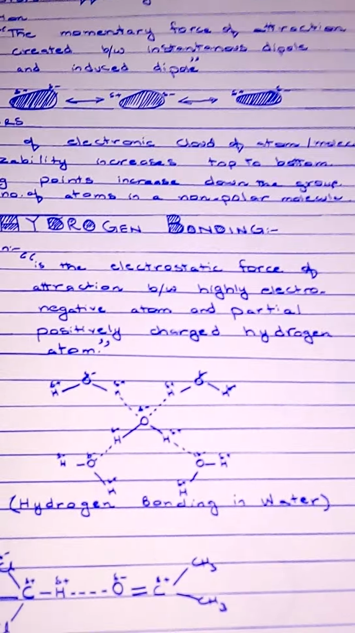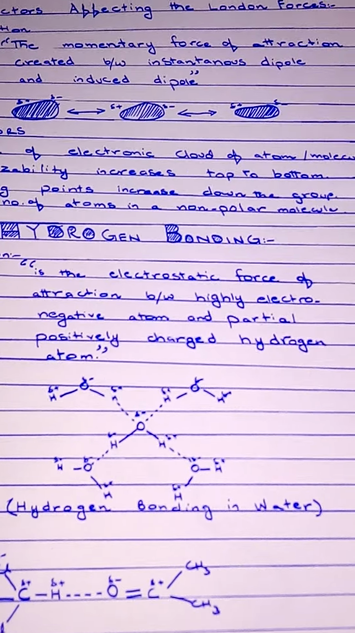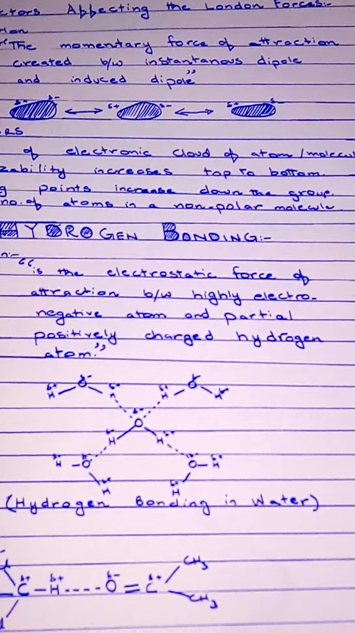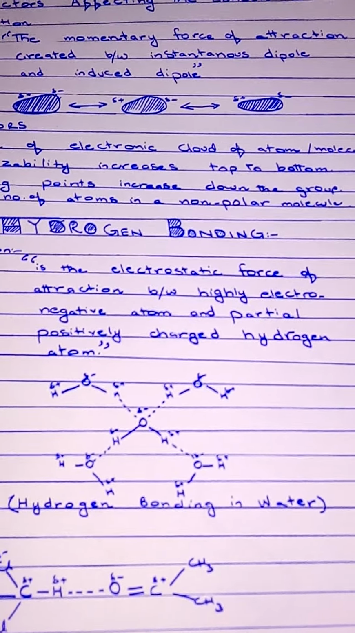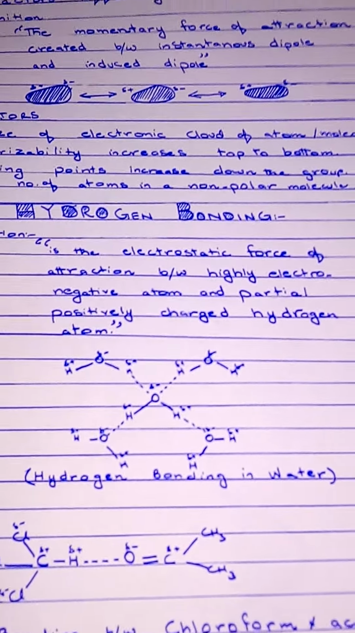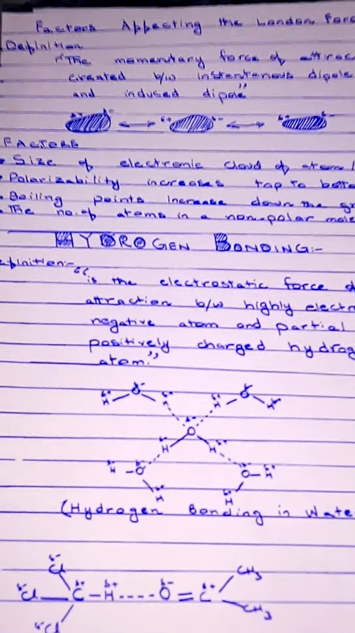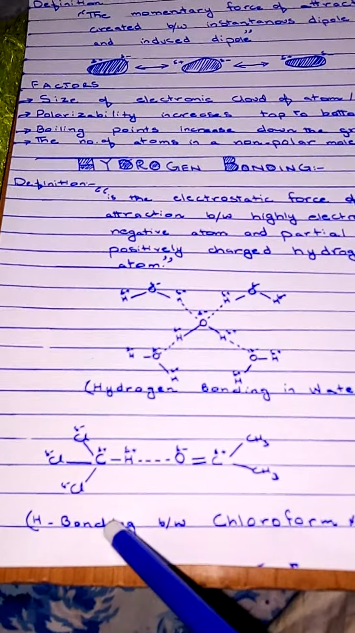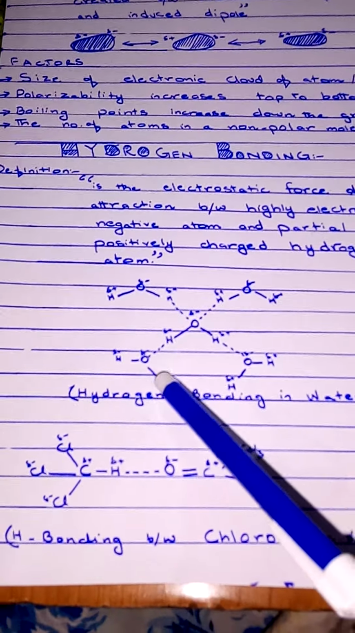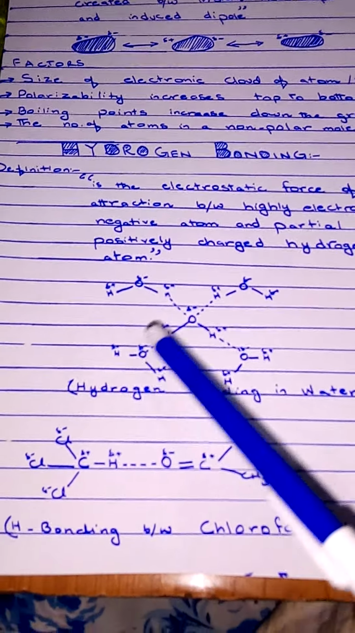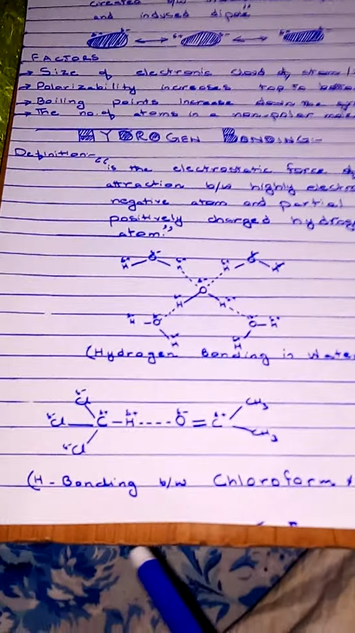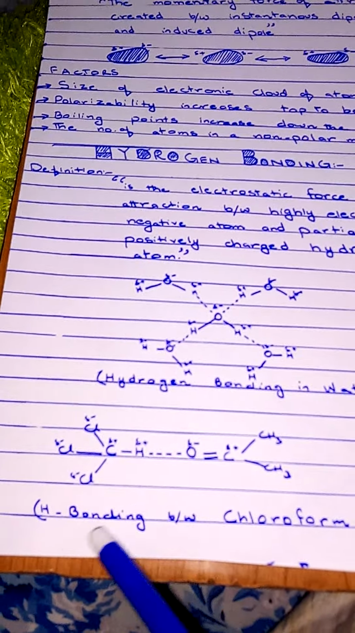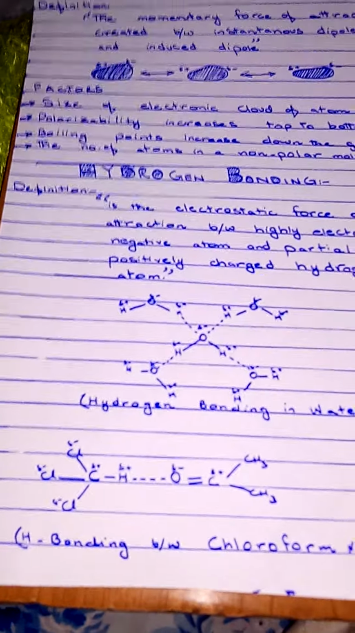And it is not advisable to limit the hydrogen bonding to the above mentioned electronegative atoms. Three chlorine atoms in chloroform are responsible for hydrogen bonding with other molecules. Here, this is the example of hydrogen bonding in water, where dotted lines show the hydrogen bonding between oxygen atom of one molecule and hydrogen atom of other molecule. This is another example, hydrogen bonding between chloroform and acetone. This is formula chloroform CHCl3 and acetone CH3COCH3.